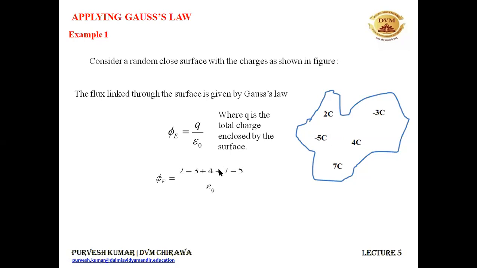So Q becomes what? 2 minus 3 plus 4 plus 7 minus 5. All the charges are being summed up in place of this Q. This is the total charge enclosed by the surface. And it comes out to be 4 plus 2, 6. 6 plus 7 is 13. 13 minus 8 comes out to be 5. So the total flux linked with this surface comes out to be 5 upon epsilon naught.